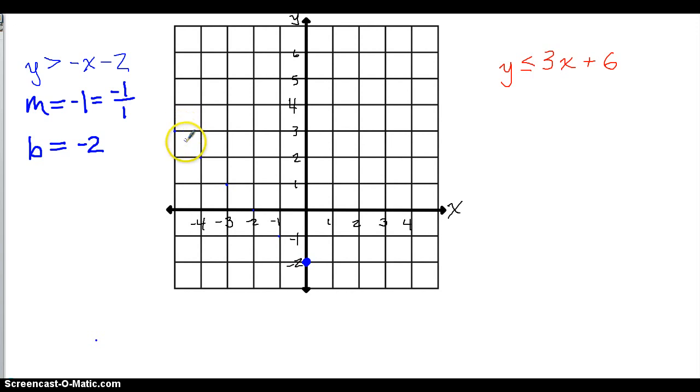Now I need to see if this is going to be a solid line or a dashed line. And again, we look back at the inequality symbol for that. Since this does not have an underline, it's only the things that are greater than negative x minus 2. So it's not the things that are greater than or equal to. So that means since we're not going to include them, we're going to make ourselves a little dashed line here.